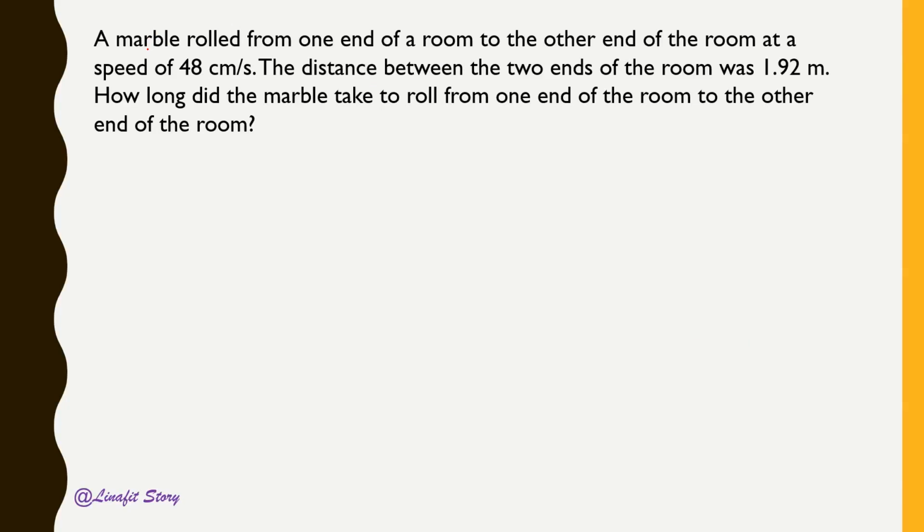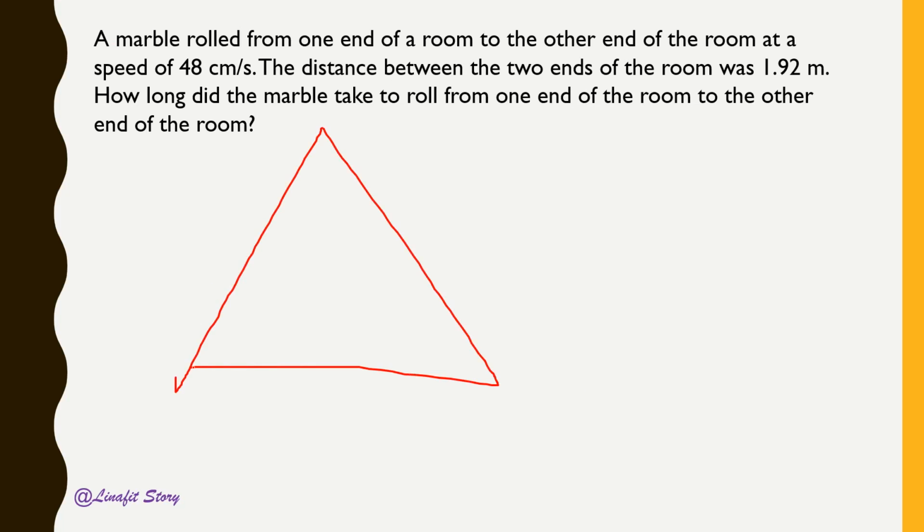A marble rolled from one end of a room to the other end of the room at a speed of 48 cm per second. The distance between the two ends of the room was 1.92 meters. How long did the marble take to roll from one end of the room to the other end of the room? So to solve the question, you may use the TST triangle. The speed was 48 cm per second, while the distance was 1.92 meters. And then the question is asking about the time taken.